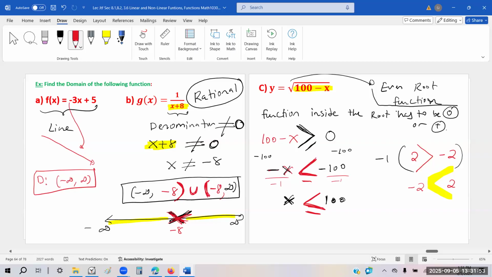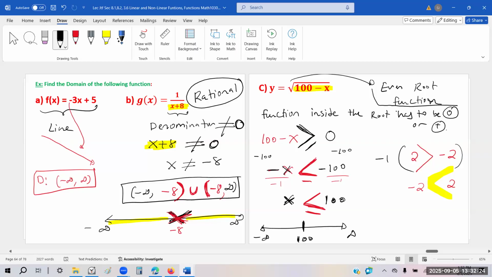So what is this telling us? What is the smallest x value we can have here? 100? Okay, let's see. We have negative infinity, positive infinity, and 100 is somewhere here. So read it: x is smaller than or equal to 100.